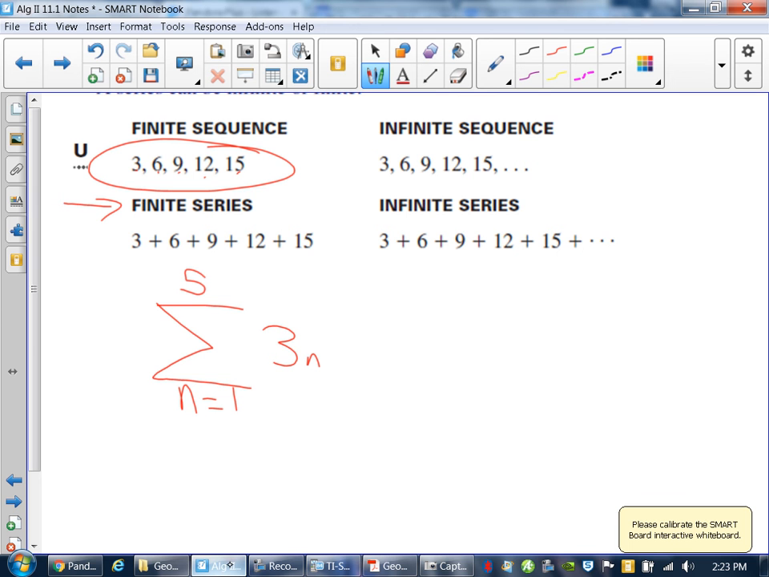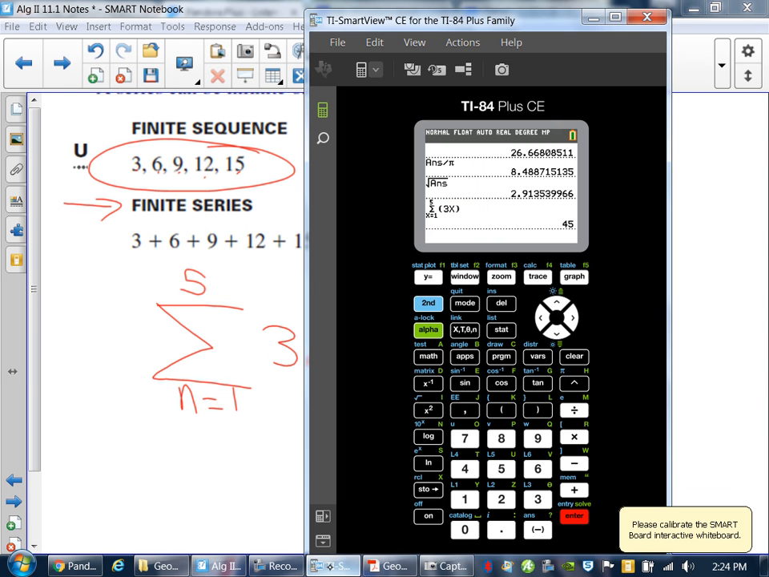Now, the other one is a little bit different. A finite series has an ending point. An infinite series doesn't. I can't add this up. You know why? There's no button on the calculator that says infinity. There is nothing on the calculator that allows you to add to infinity. So, ladies and gentlemen, you cannot.